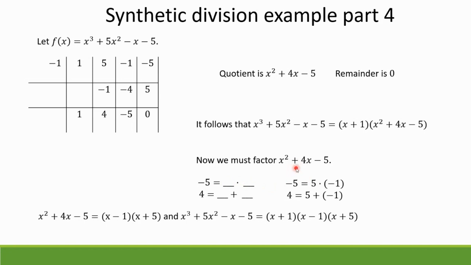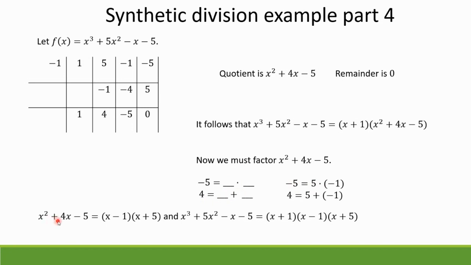I hope that made sense. If it didn't, that's okay. But basically what we have is two numbers whose product is -5 and whose sum is 4. And 5 and -1 pull that off. If you multiply them, you get -5. If you add them, you get 4.